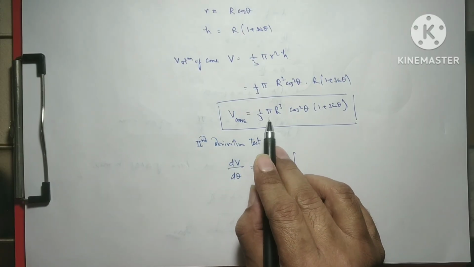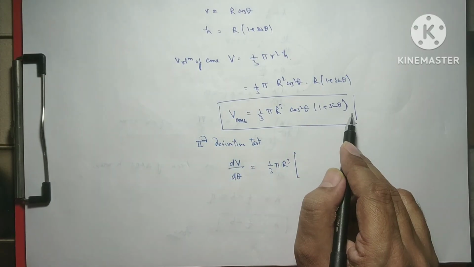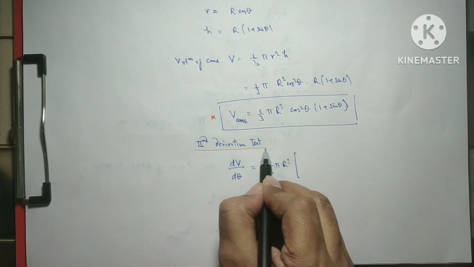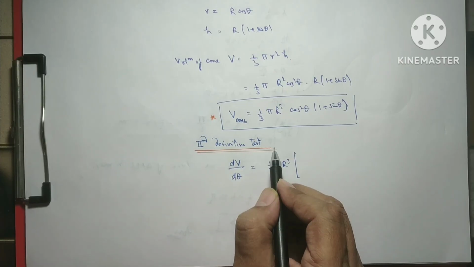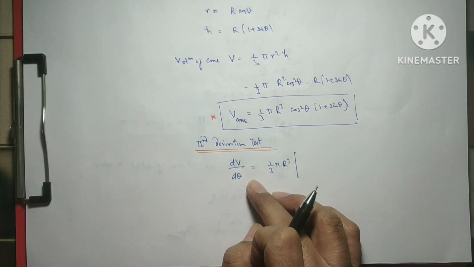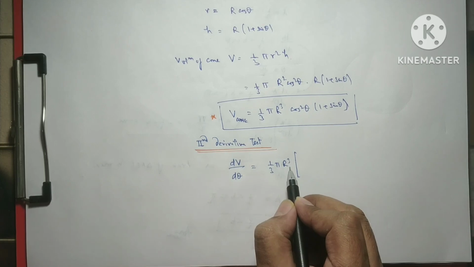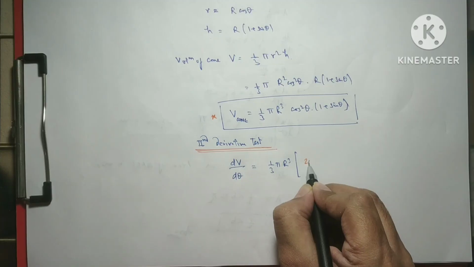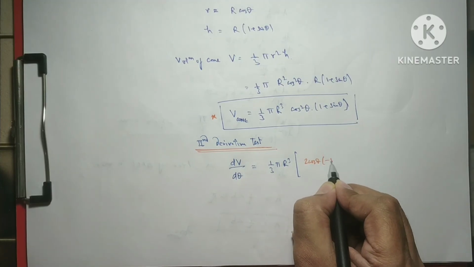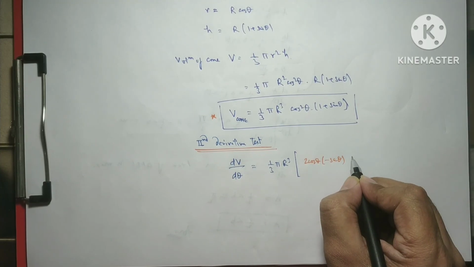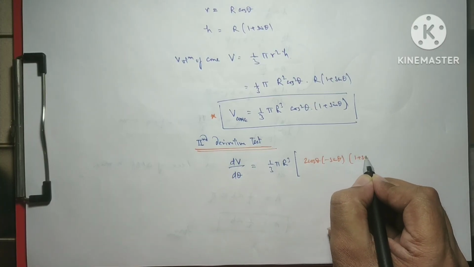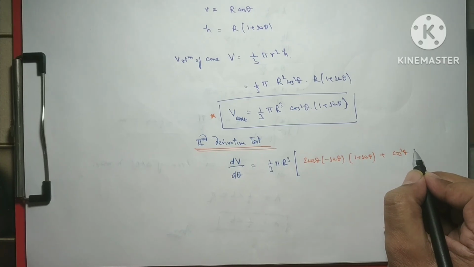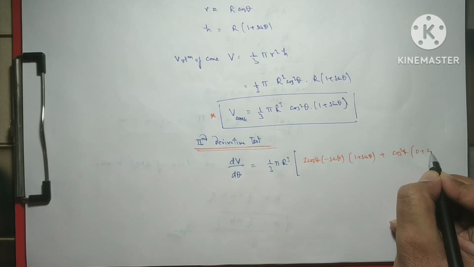On simplification we get 1 over 3 pi r cube cos square theta (1 plus sin theta). So this is the volume expression. We will apply the second derivative test on it. So we collect the first derivative of volume: it is 1 over 3 pi r cube, and we use the product formula here. So it is 2 cos theta into minus sin theta, 1 plus sin theta as it is, plus cos square theta as it is, and 1 plus sin theta differentiation is 0 plus cos theta.